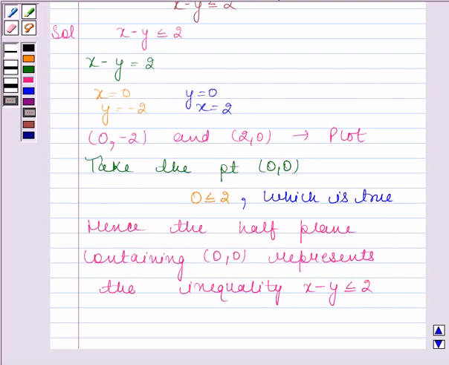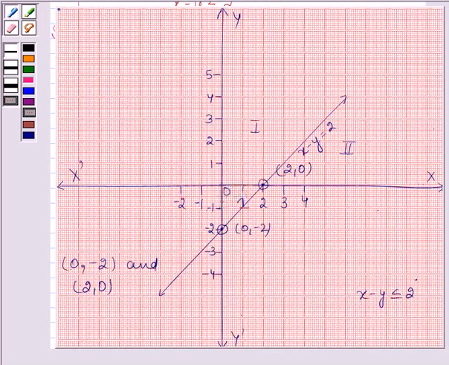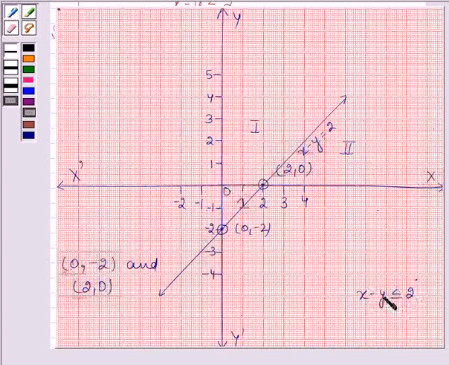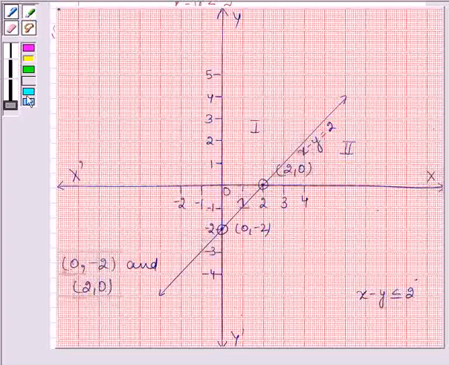Now let's look at the graph. The first half plane contains the point (0, 0), and since we have an equal to sign in the given inequality, this line is also included in the solution region. So the solution region of the given inequality consists of the first half plane and this line. Let's now shade this region.